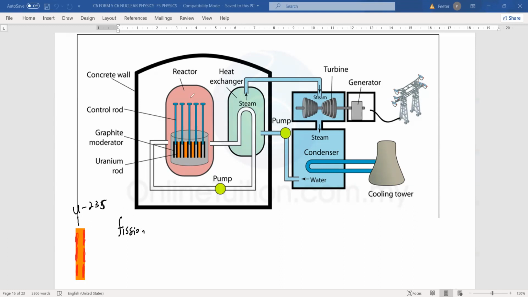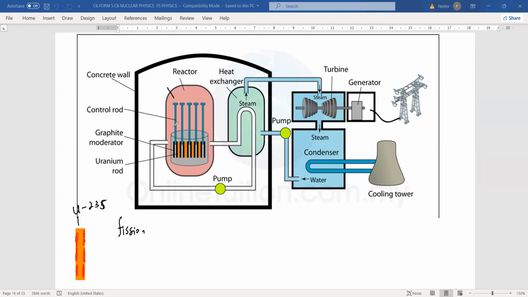That heat energy will be transferred to the coolant, which is called heavy water. This is called heavy water, all right? This is the heavy water here, okay?